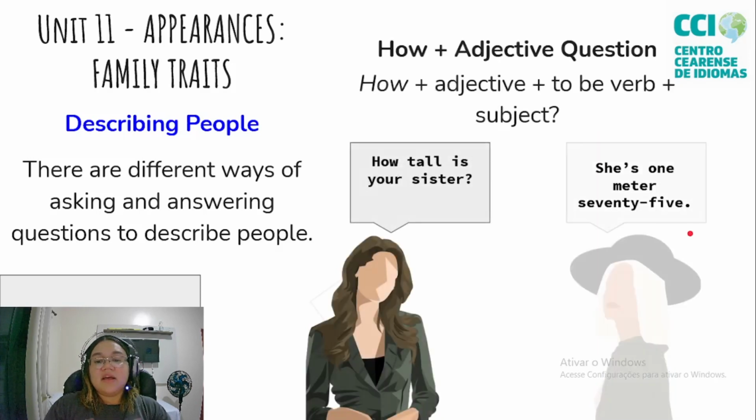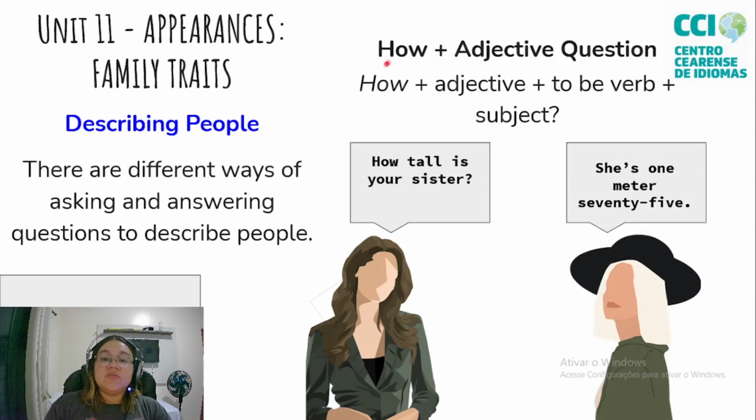Another way of asking for information is using the question word how plus an adjective. For instance, the structure is how plus an adjective plus the to be verb and finally the subject. So the question, how tall is your sister? It's the same structure. How comes at first. The adjective here is tall. The to be verb is, and the subject is your sister.